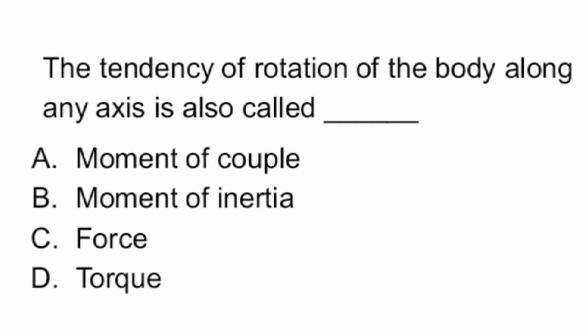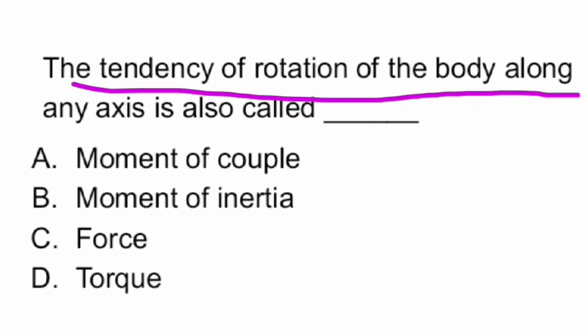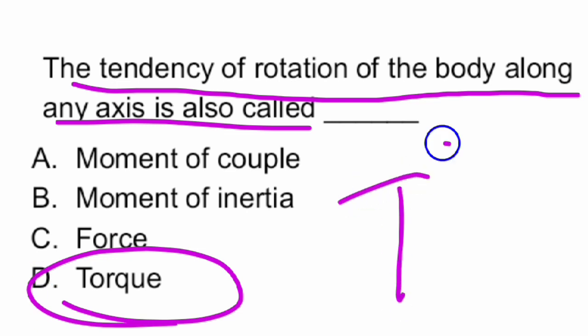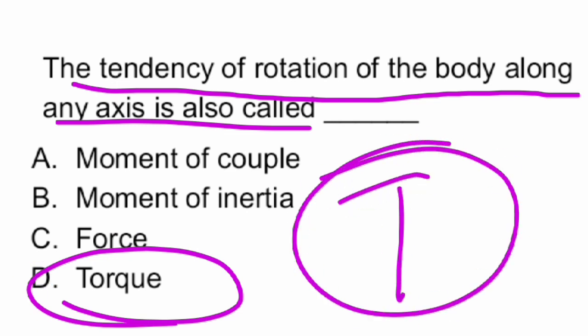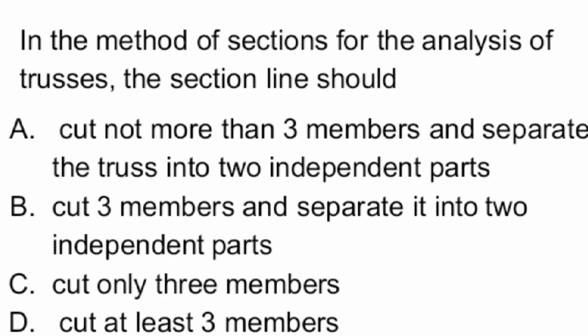Next question. The tendency of rotation of a body about any axis is called what? It is nothing but called torque. The tendency of rotation of a body about an axis is called torque.